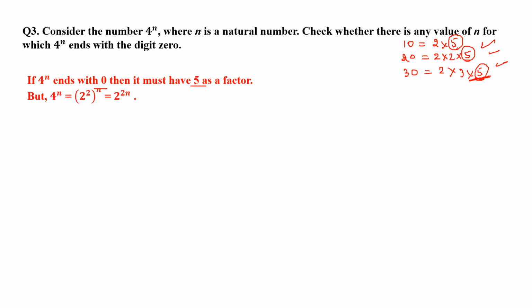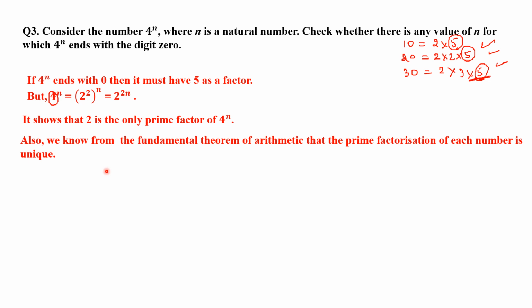When you write 4 to the power n, 4 you can write as a product of prime numbers. It is 2 into 2, which is 2 square. So 2 square whole to the power n, if you do, it is 2 to the power 2n. Now how do I get 2 to the power 2n here? So 2 square whole n. Now use the laws of exponents, power law. Power to the power means multiply. 2 into n is 2n. Okay, so it shows that it has only 2 as the prime factor. It does not have 5 as a prime factor, isn't it?